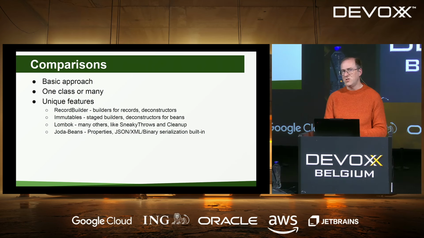There's lots of unique features that each of these libraries has. If you want something a bit crazy, have a look at Record Builder's deconstructors. You can actually have deconstructors on a regular Java bean today. It's possible.